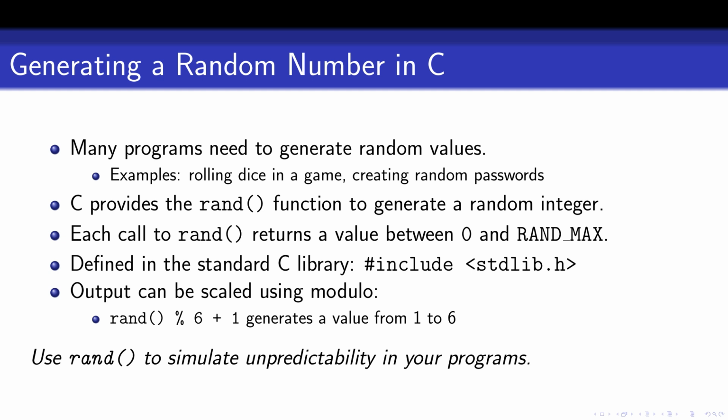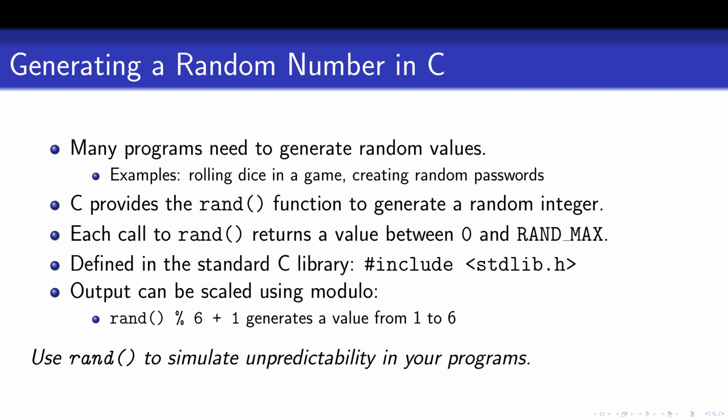Sometimes, programs need to generate random numbers for games, simulations, or security purposes. In C, the standard function for doing this is rand, which returns a pseudorandom integer between 0 and a system-defined constant called RAND_MAX. This maximum is machine-dependent, but it's guaranteed to be at least 32,767, and often it's much larger, like 2 billion.